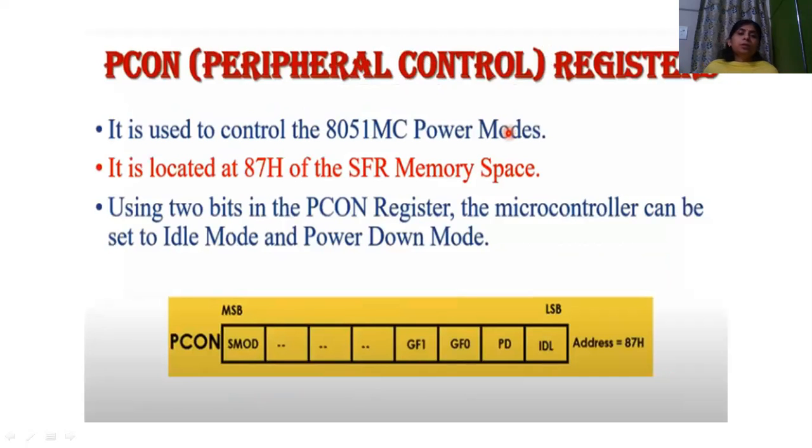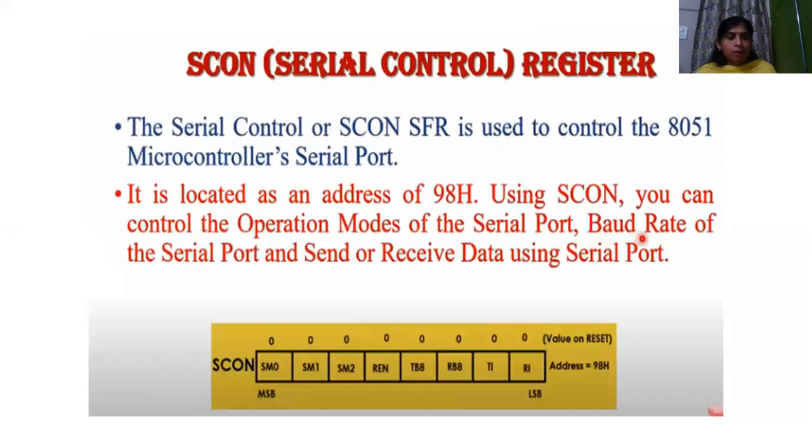Peripheral control register. This is used to control the power modes in the 8051 microcontroller. The address is 87H, and it covers both idle mode and power down mode. The serial control register is used for the microcontroller serial ports, and its address is 98H. It is used for controlling the operation modes of the serial port, the baud rate of the serial port, and sending or receiving data using the serial port.